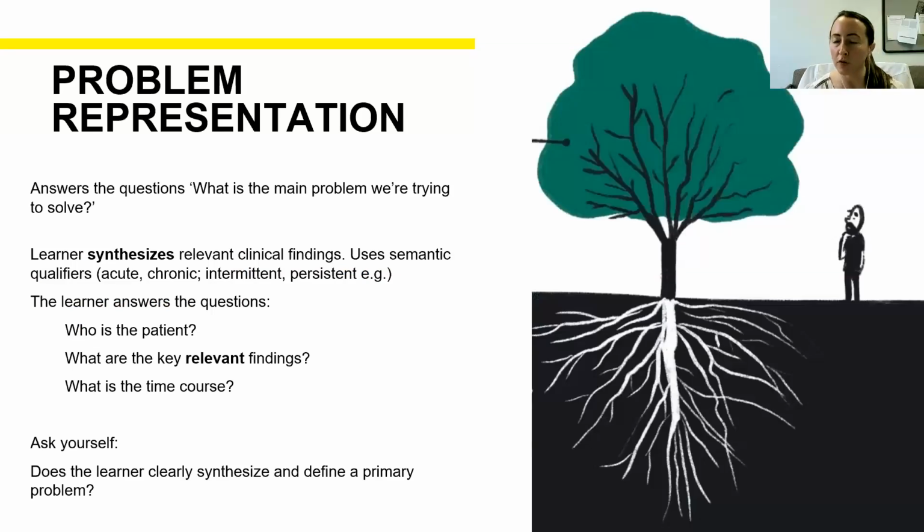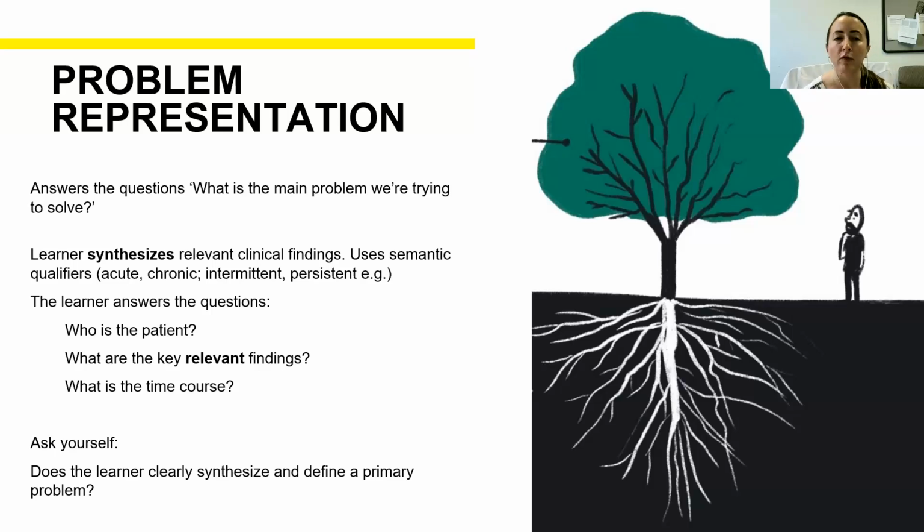So the questions here for problem representation are sort of, did the learner clearly state what the problem is? And our learner said that he came in with a fall, which is good in that we're keeping things open, right? Like in our group, we talked about, is this syncope? Was there loss of consciousness? Is this seizure? But it might be too broad given some of the data that he's given us so far.